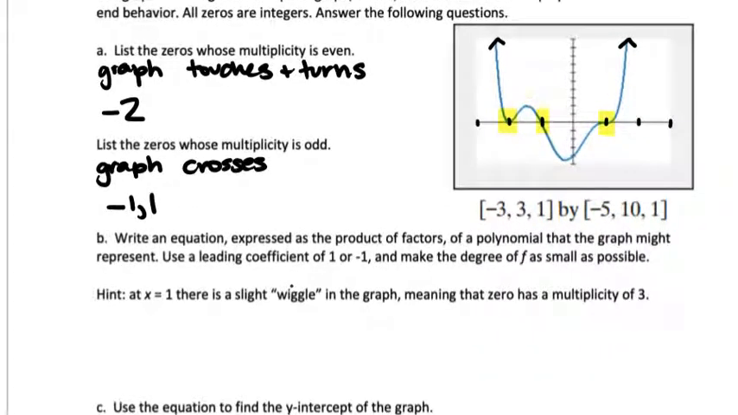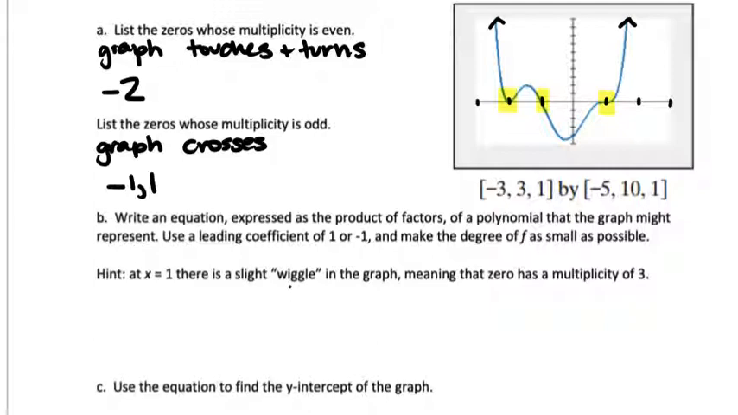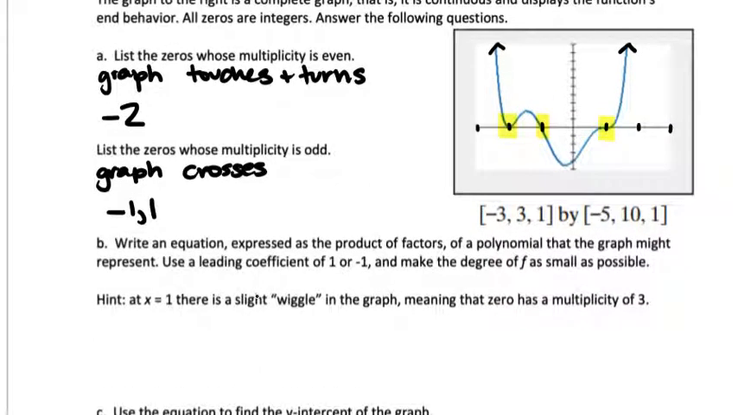Part B says to write an equation expressed as the product of factors of a polynomial that the graph might represent. Use a leading coefficient of 1 or -1 and make the degree of f as small as possible. So this is where we build the factors based on our zeros and then add in other things that the equation needs. So I'm going to start with my first 0 at -2.